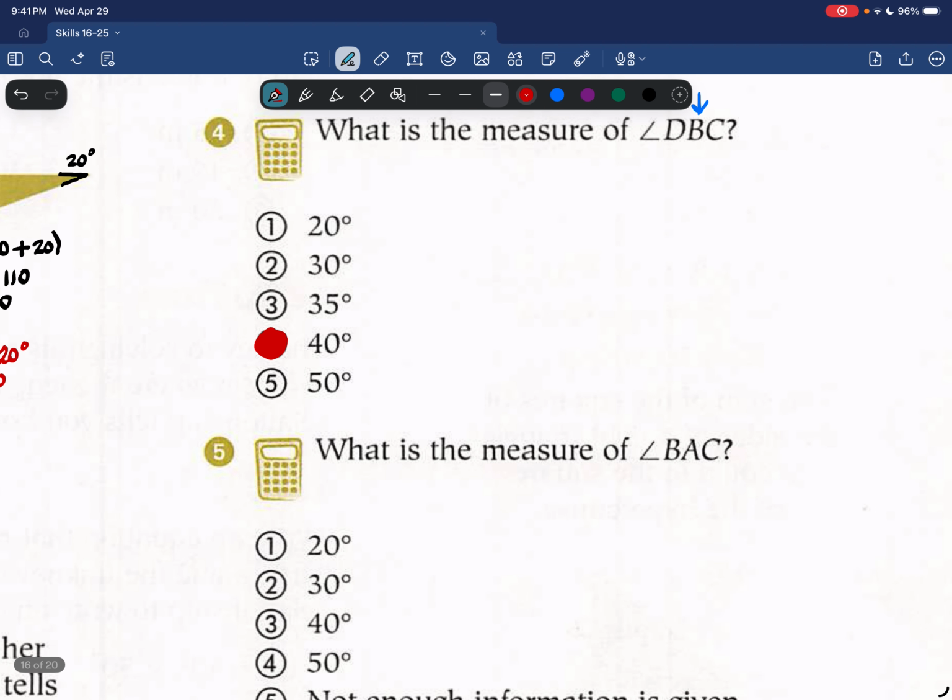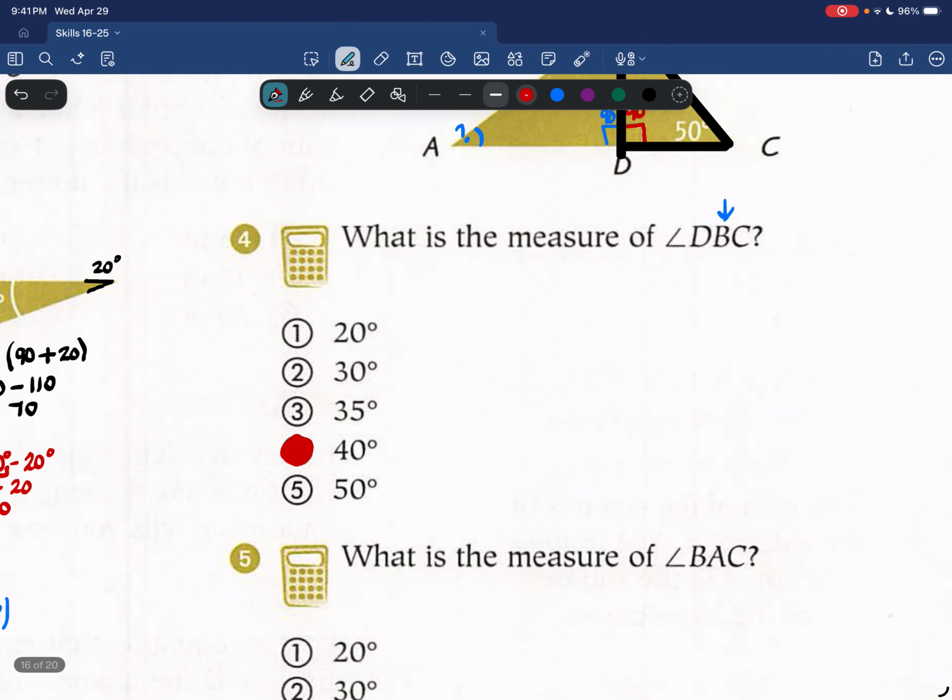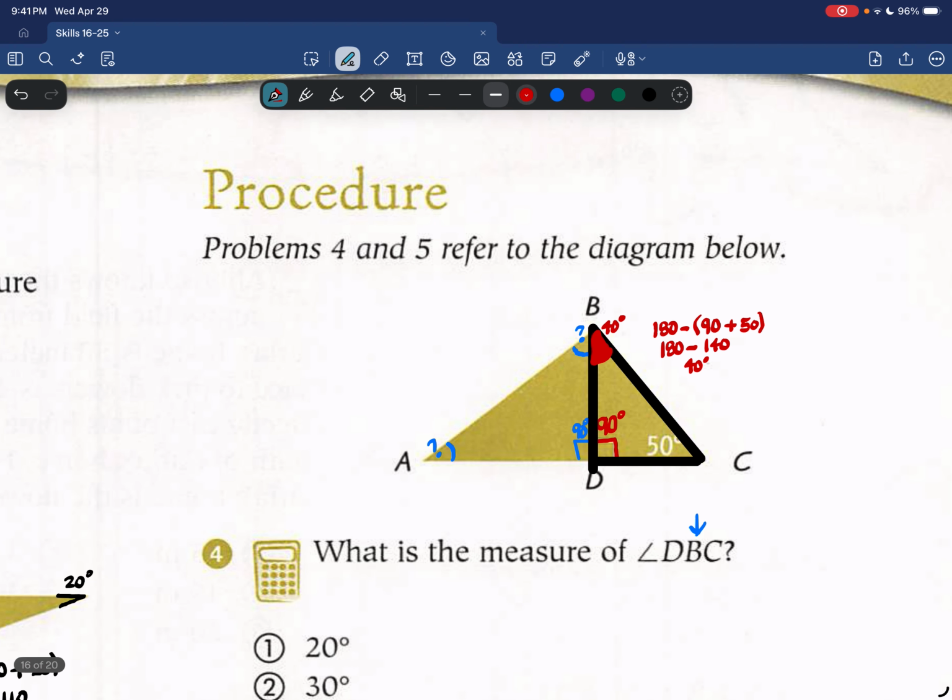Number 5. What is the measure of angle BAC? So in this one, I am doing Bravo to Alpha. Here we go. Alpha to Charlie. And then the rest of this triangle is connected right here.